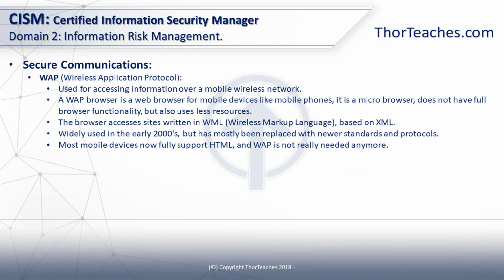WAP, or Wireless Application Protocol, was widely used in the early 2000s to access data over mobile networks. A WAP browser is a microbrowser. It doesn't have the full functionality of a regular browser, but it also uses less resources. At the time, that was really smart. But we don't use it anymore because, well, our phones and our connections can handle the full browser.